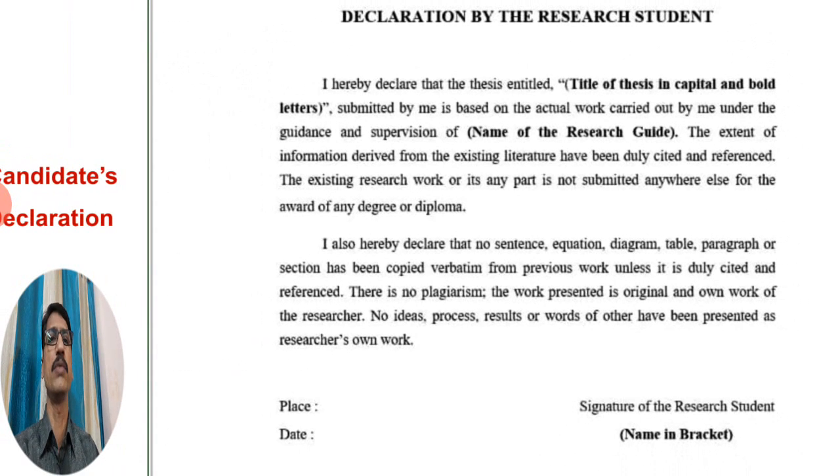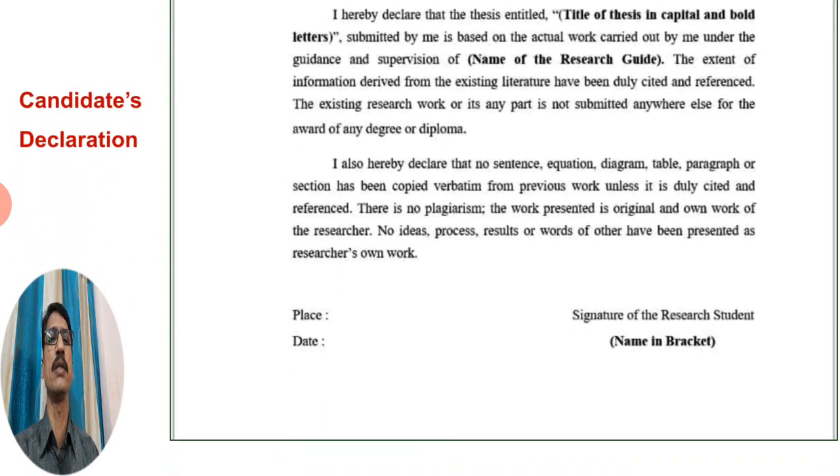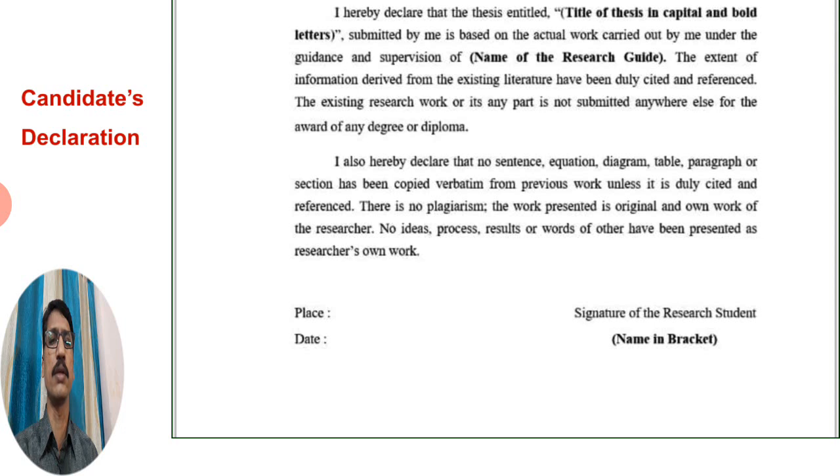This is a format of the research student's certificate, and this certificate is signed by the researcher, and at the end of the certificate, the place and date of the submission of the thesis and the name of the researcher are given in brackets.